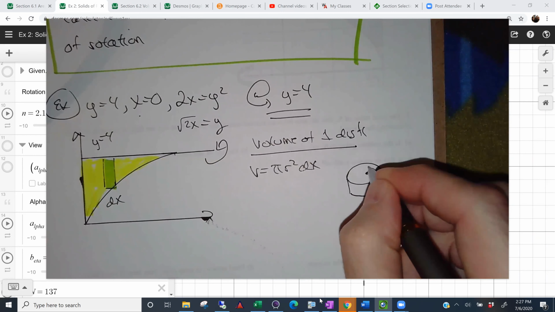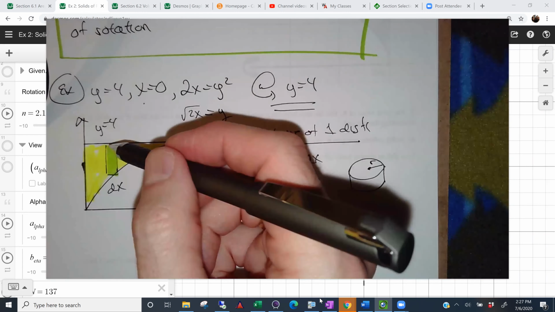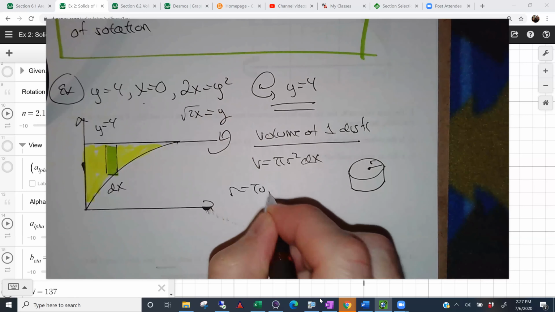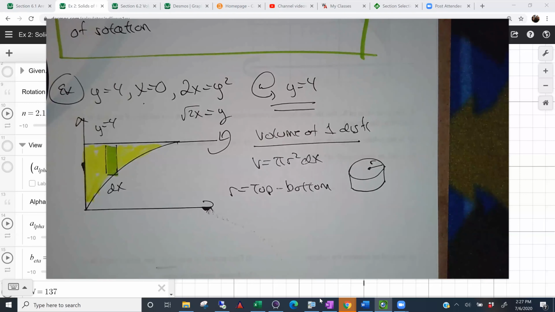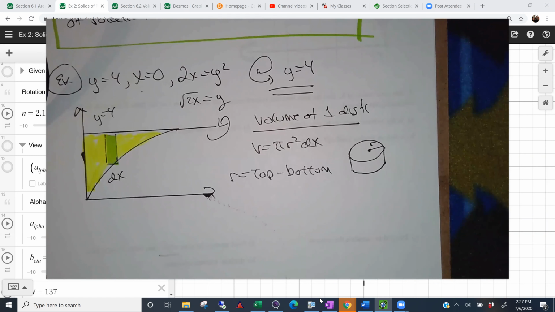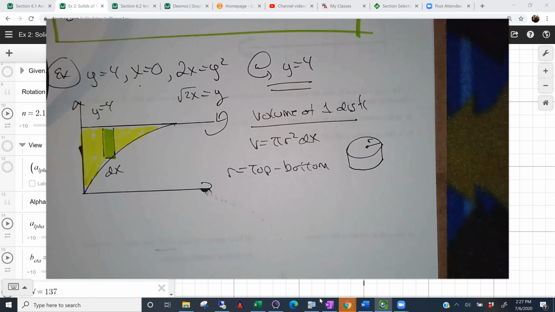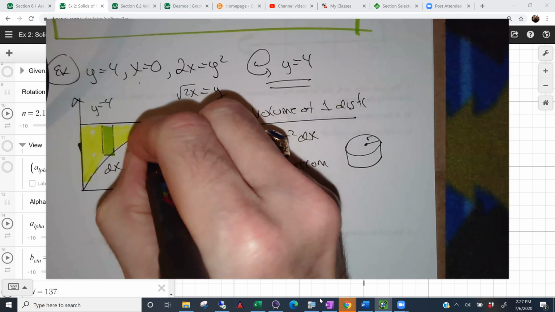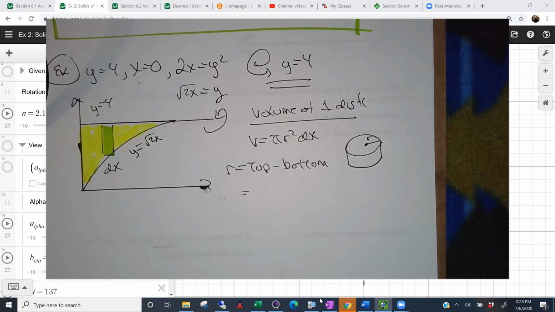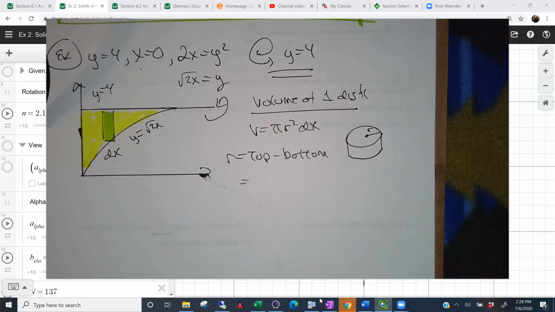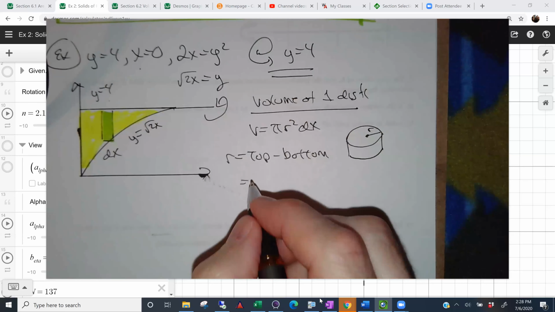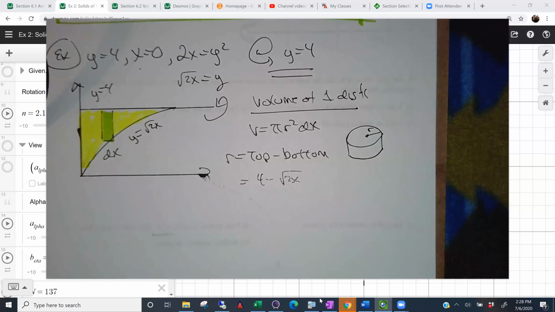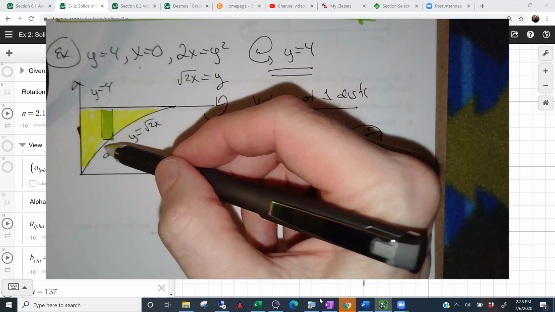So let's see if we can't figure out an expression for r. Because I'm taking a dx slice, r is going to be something in the form of top minus bottom. Can someone put in top minus bottom for me? Justin, you out there. What's our top function? Jackson C. Top minus bottom, what can I put in here, please? This is going to be 4 minus the square root of 2x. Perfect. 4 minus square root of 2x. So that's my r. It's just the top function minus the bottom function.